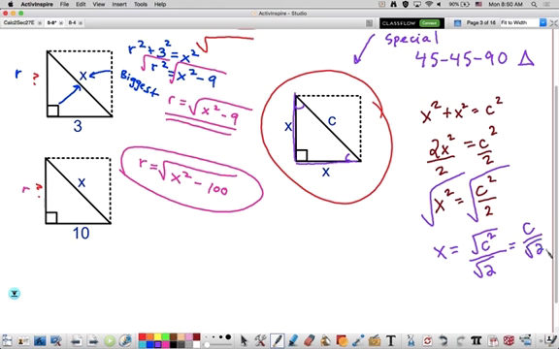So always, when you have this situation, important, always, when you have 45, 45, 90, the biggest side is going to be c divided by the square root of 2. Or, since I don't know what c is, what's another way to write this? How can I solve for c? Because I don't know what c is.